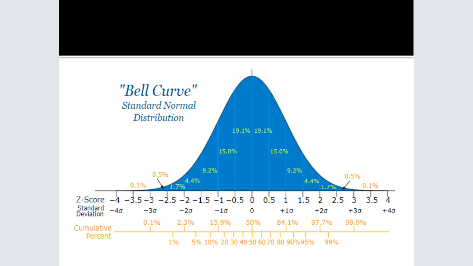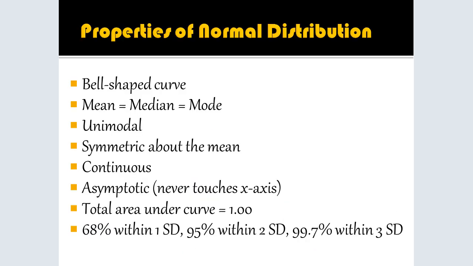So let's look at its key characteristics. The curve is bell-shaped. The mean, median, and mode are all equal. It's unimodal, meaning it has one peak. It's symmetric about the mean. It's continuous and asymptotic, which means it approaches but never touches the x-axis. The total area under the curve equals 1 or 100%.